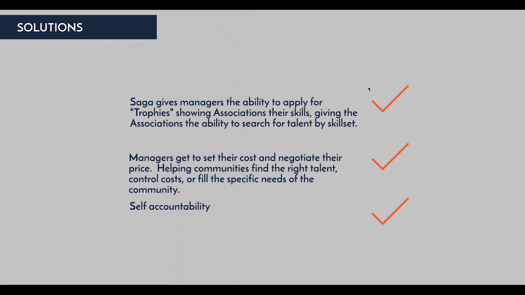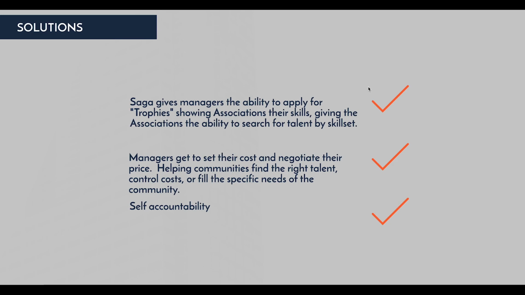Saga gives managers the ability to apply for trophies, showing associations their skills, giving the association the ability to search for talent by skill set. We just went over that, and I think that is something that is going to be paramount to the success of community associations and managers, is that the associations get to choose the manager by skill set. Managers get to set their cost and negotiate their price, helping communities find the right talent, control cost, or fill specific needs of the community.